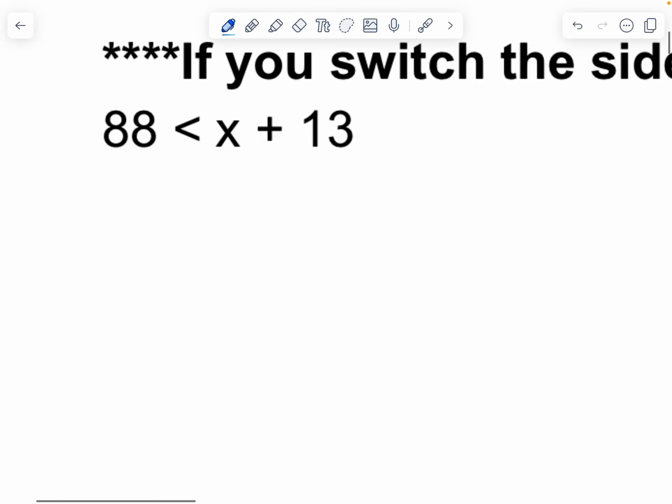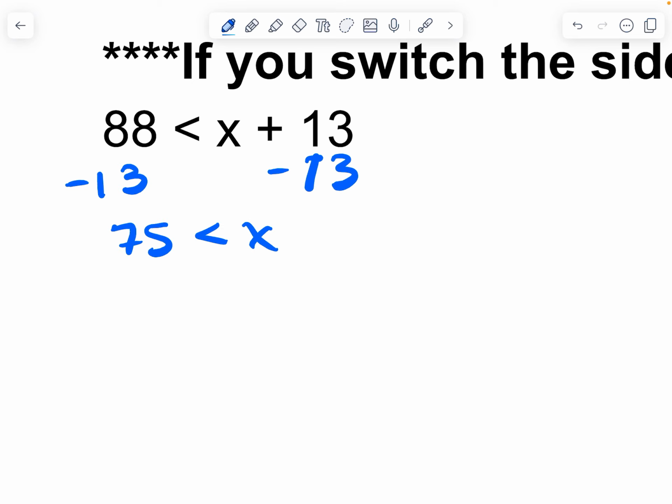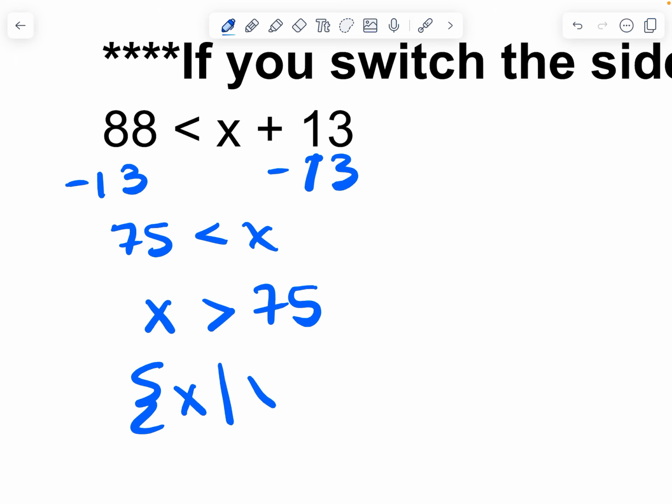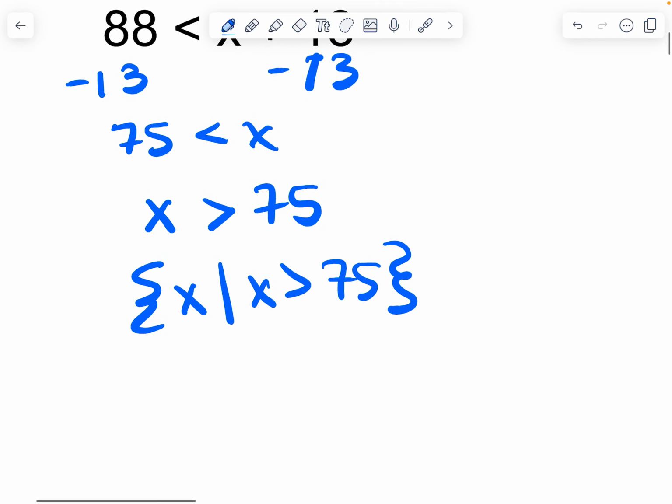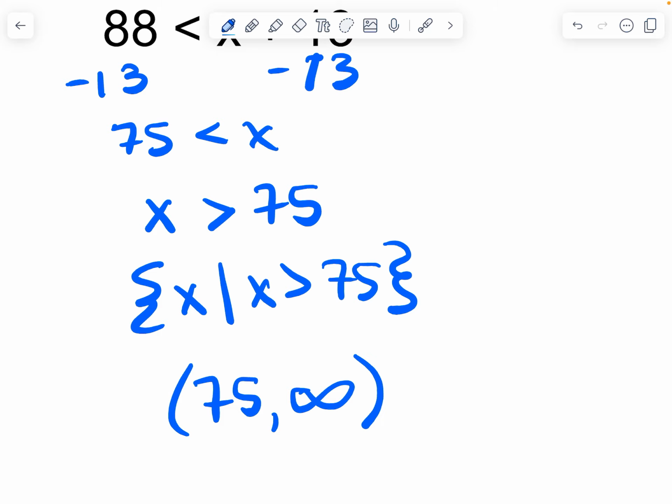So on this one, I'm going to solve, and I'm going to get, what is that? 75. But I don't want my x on the right-hand side. I want it on the left. So if I switch the sides, then I need to switch the inequality to the other one. If I wrote that in set builder, x such that x is greater than 75. If I wrote it in interval notation, 75 is the smallest number. It's going to go up to infinity, and it's both of them being parentheses.